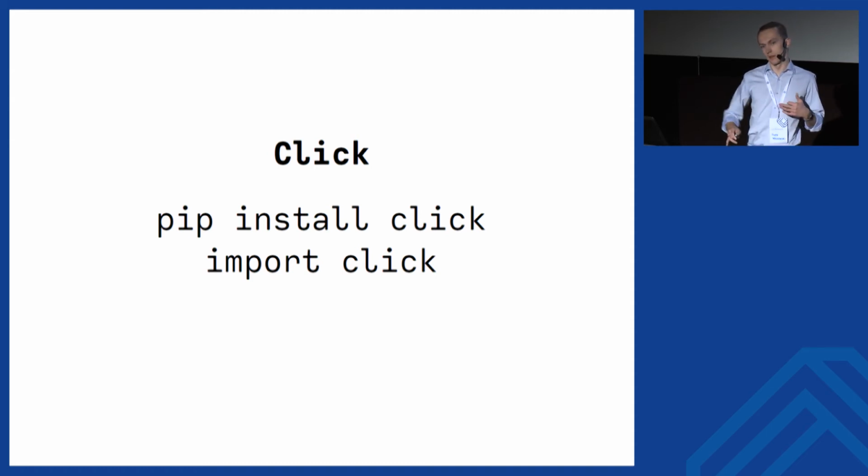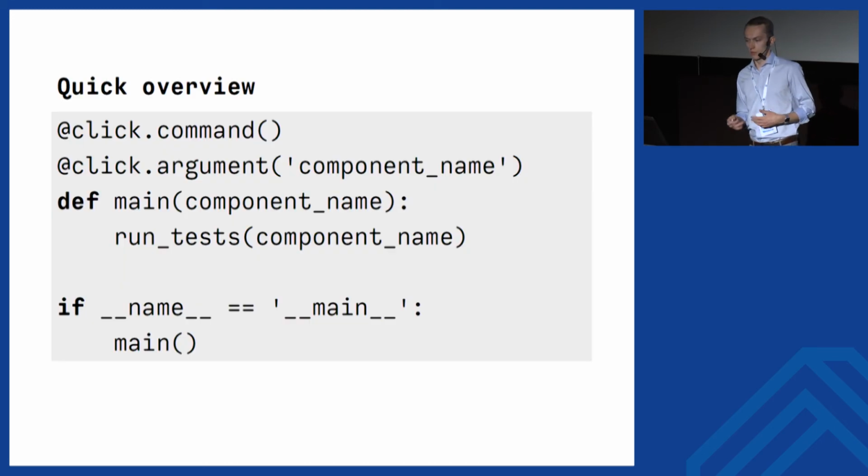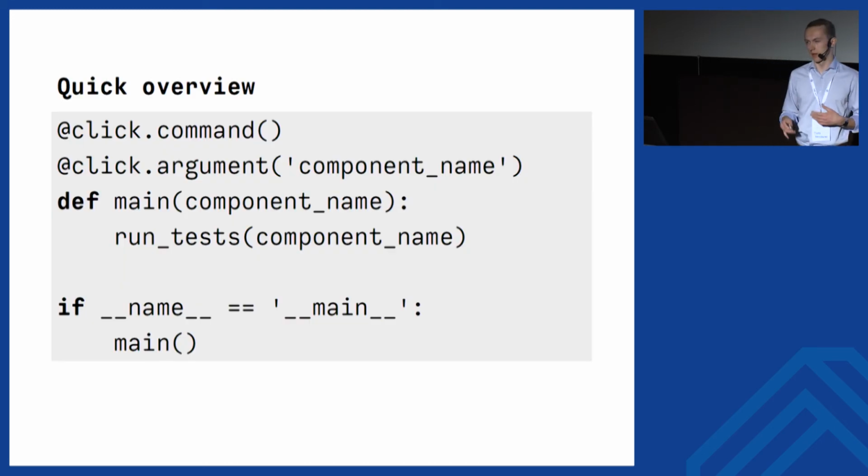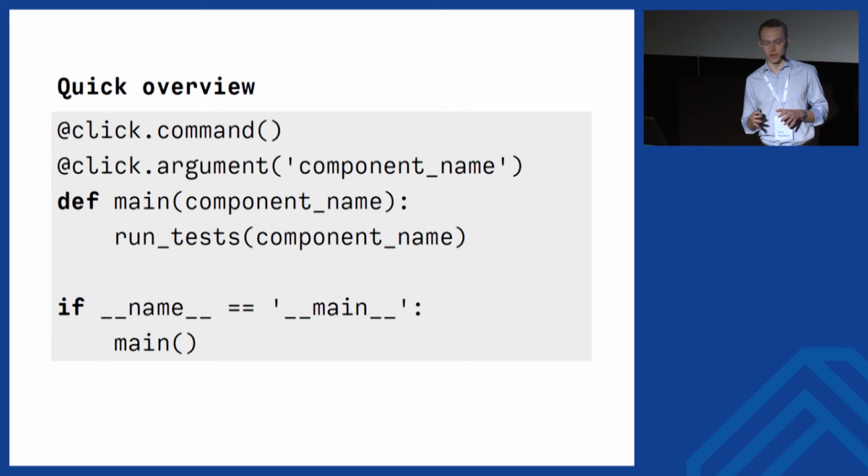And just let me give you a quick overview of how this works. So imagine you want to write a simple utility that will run some tests. We have this imaginary function called run tests, and it accepts one argument, which is a name of the component that you want to test. So you want to have a utility which you will run from command line and pass it only a single required argument, which is a name of the component.